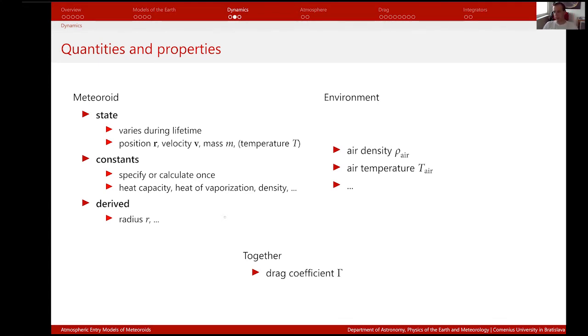As for the environment, we have densities, temperatures, Mach numbers, and so on. So this has to be stored separately from the meteoroid, and only together, finally, are we able to determine the drag coefficient gamma.